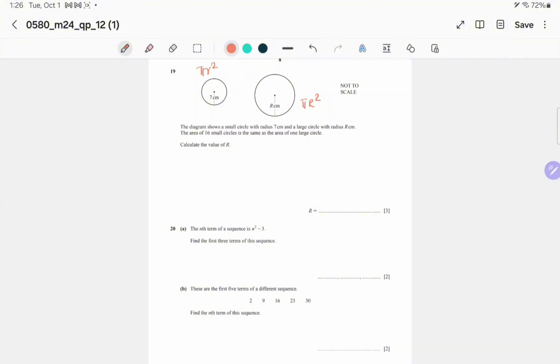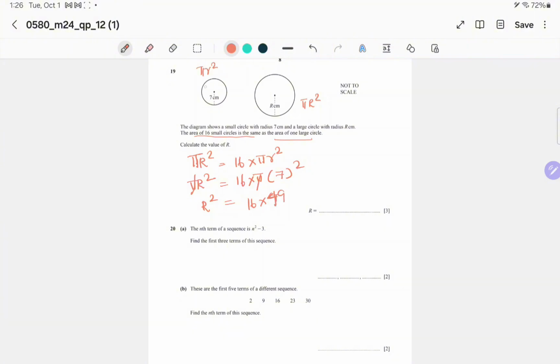So the area of 16 small circles is the same as the area of one larger circle. One larger circle is pi r square, equal to 16 times pi small r square, for the small circles. We know the radius of the small circles is 7. So pi into 7 square. Pi gets cancelled. So 16 into 7 square, taking r square is equal to 16 into 49.